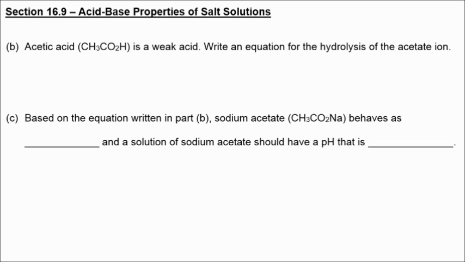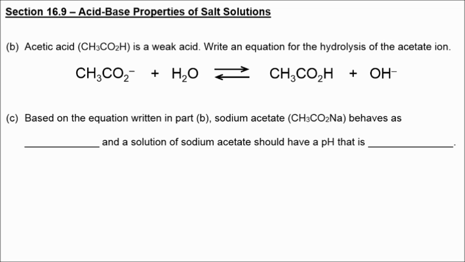Acetic acid is a weak acid. Acetate is a weak base. So the hydrolysis of the acetate ion is acetate reacting with water as a base, as a proton acceptor, to produce acetic acid and the hydroxide ion. So sodium acetate behaves as a base, and a solution of sodium acetate would have a pH that is more than 7. So sodium acetate is a basic salt.